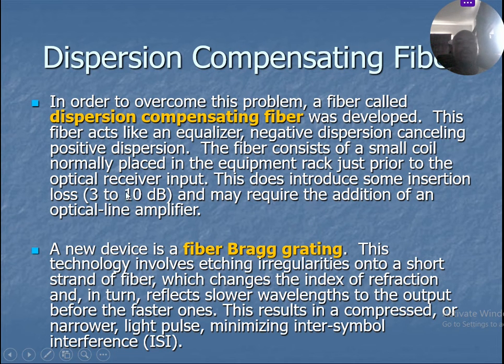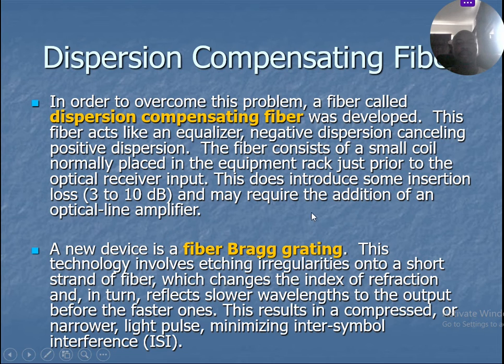The fiber consists of a small coil. Now, how do we create a negative aspect of it to cancel out the positive one? We use what we call a small coil, normally placed in the equipment rack just prior to the optical receiver input. Now, this does introduce some axial loss of about 3 to 10 decibels, which is okay, and may require the addition of an optical line amplifier. So we might put an amplifier because there is a little loss in decibels, so that we can raise the value of the signal that we are sending in the first place, so that we can get the desired output.